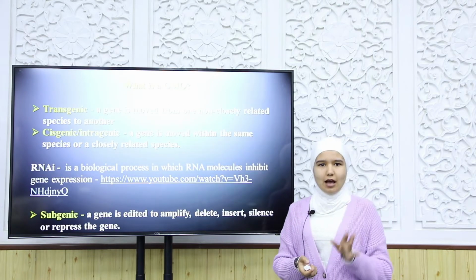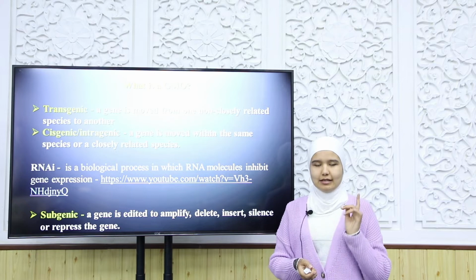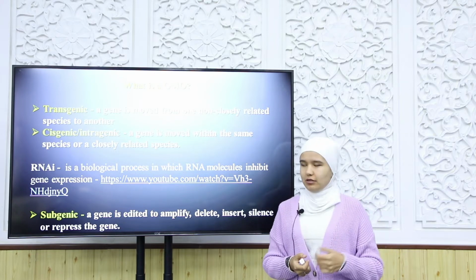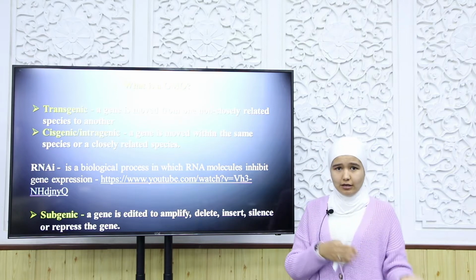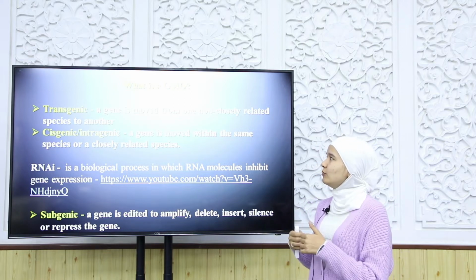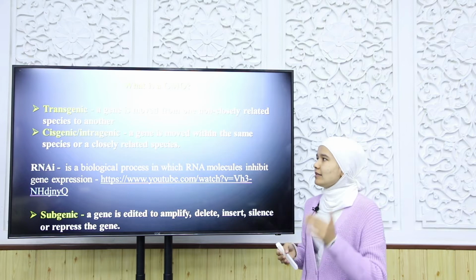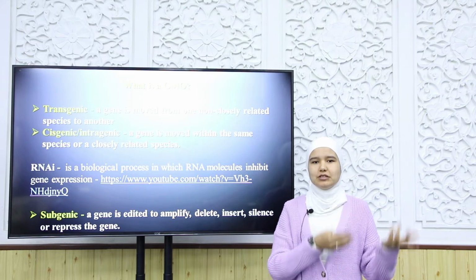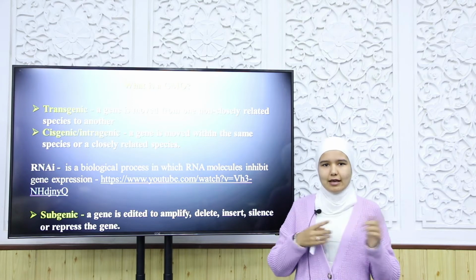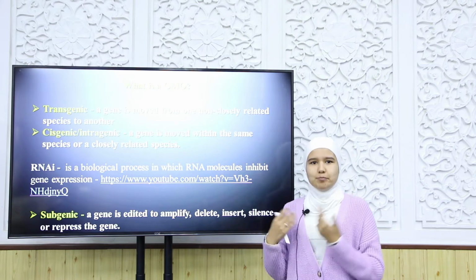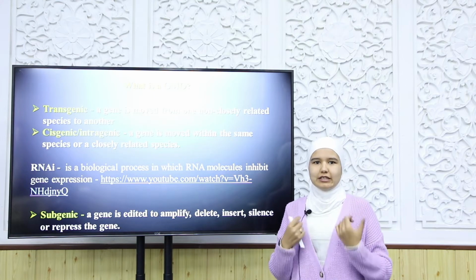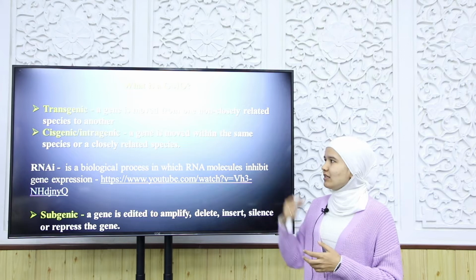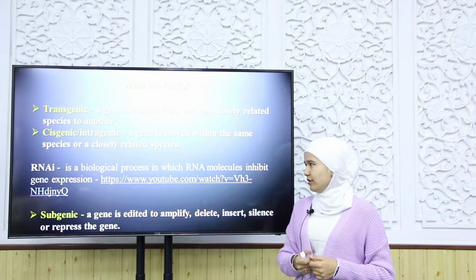There are three types of GMOs, and they are called transgenic, intragenic, and subgenic. Transgenic organisms means a gene is moved from one non-closely related species to another. For example, you can take a gene from an apple and add it to a pear, and that's how you can create a new type of pear, and it's called a transgenic organism.